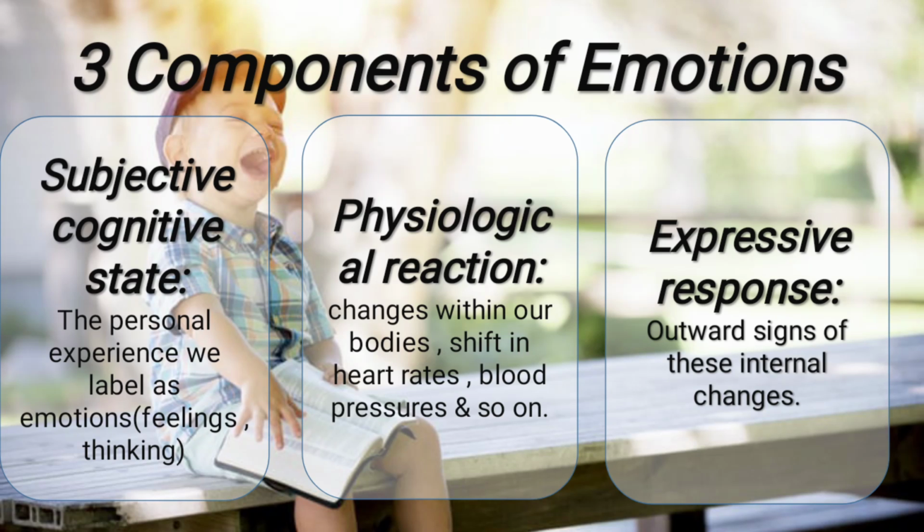Physiological reaction: changes within our bodies, shifts in heart rate, blood pressure, and so on. Every emotion produces different physiological responses within the body, which can include distinct changes and patterns of brain activation, neurotransmitter production, and autonomic nervous system activity. Expressive response: outward signs of these internal changes.